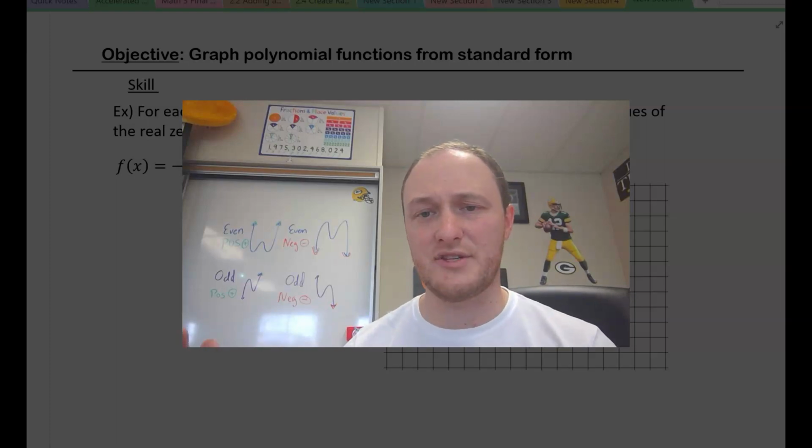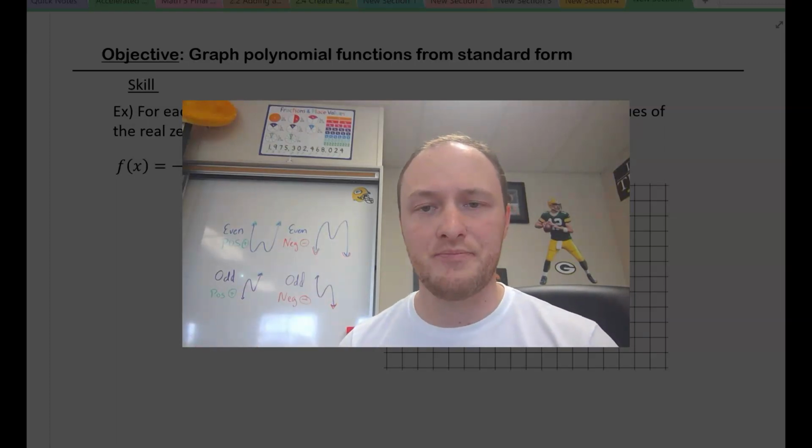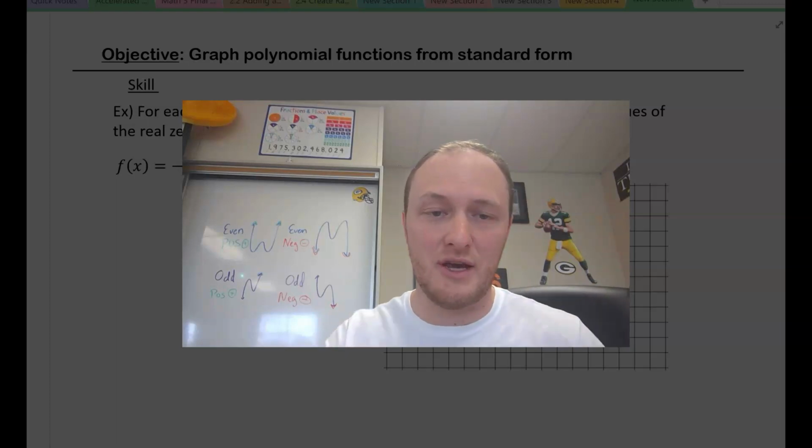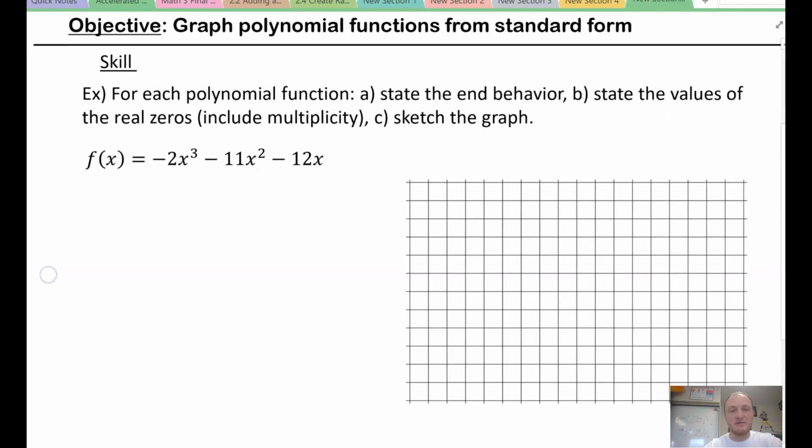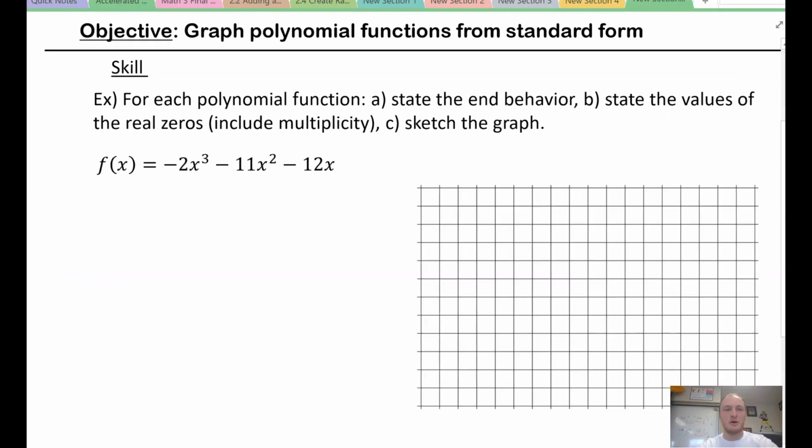This is the back half of the lesson, so you should have had review in the beginning part of the lesson, okay? So without further ado, here we go. For this example, it says for each polynomial function, state the end behavior, state the values of the zeros with multiplicity if needed, and sketch the graph. So we have a function f of x, which equals negative 2x cubed minus 11x squared minus 12x. And it's important to note in this function, right, we have not factored it. It needs to be in factored form in order to get the zeros and find the end behavior.